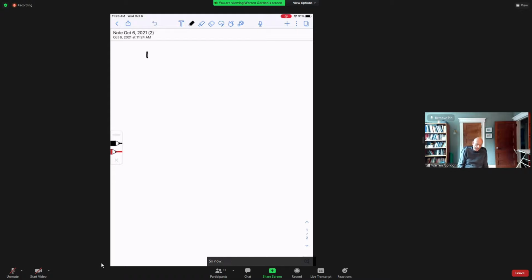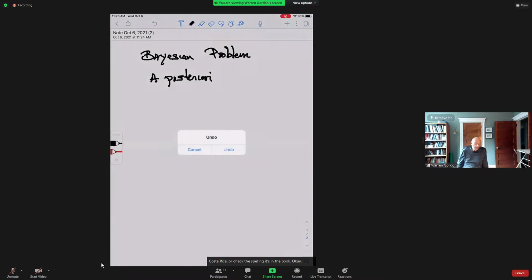So now I want to talk about Bayes. I want to talk about the Bayesian problem, also called a posteriori probability. Posteriori, I don't know. Check the spelling, it's in the book.